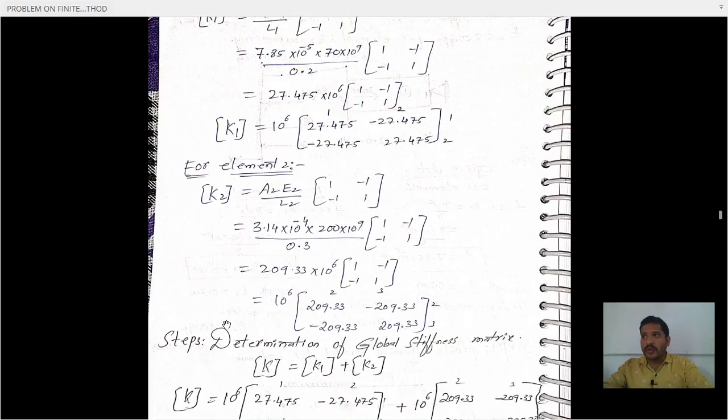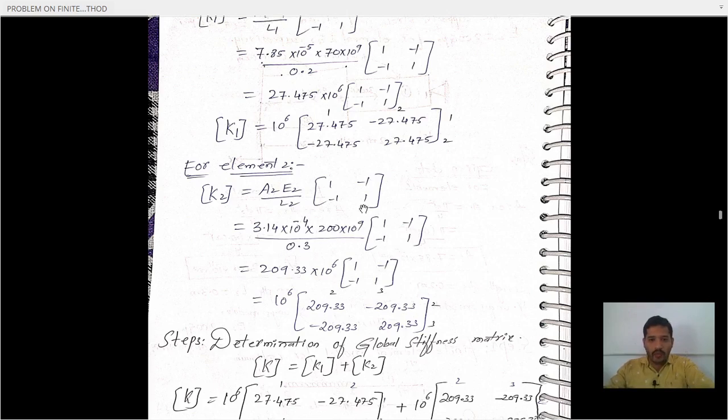Again, we need to find the elemental stiffness matrix for element 2. K2 is equal to A2 E2 by L2, [1 -1; -1 1]. The area of the second element is given as 3.14 into 10 power of 4, the modulus of elasticity of the second element is 200 into 10 power of 9, and the length of the second element is given as 0.3.